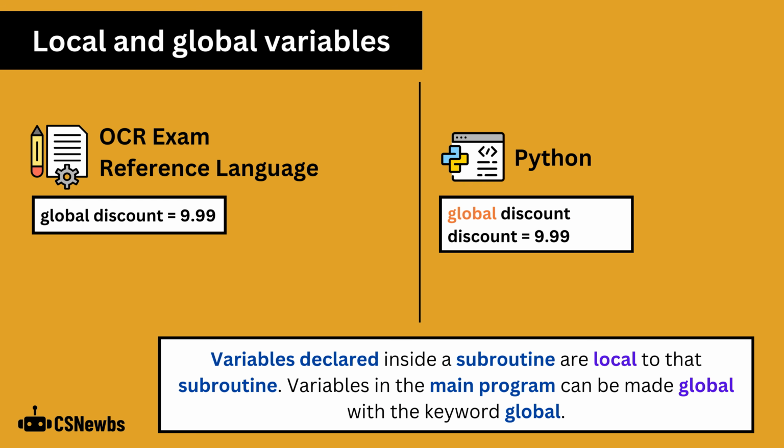Variables declared inside a subroutine are local to that subroutine, meaning they can only be accessed within that function or procedure. Variables in the main program can be made global with the keyword global, and we'll look more closely at local and global variables in section 2.1c in paper 2.